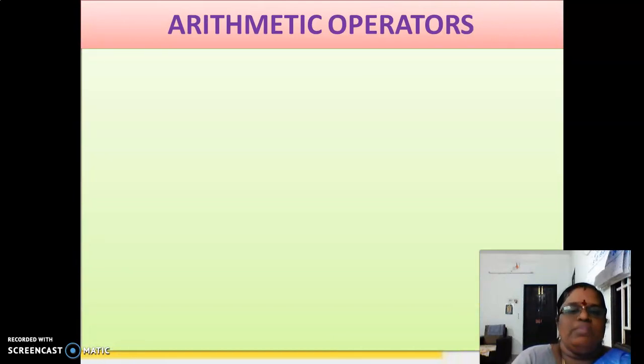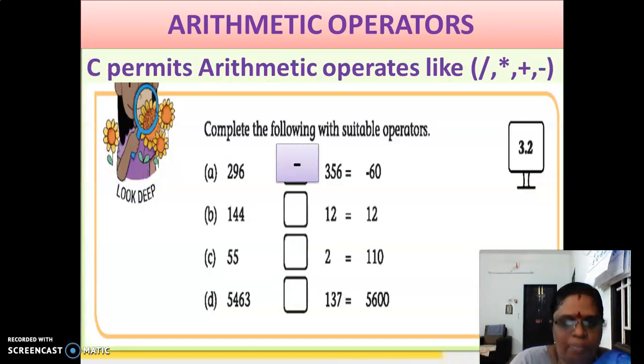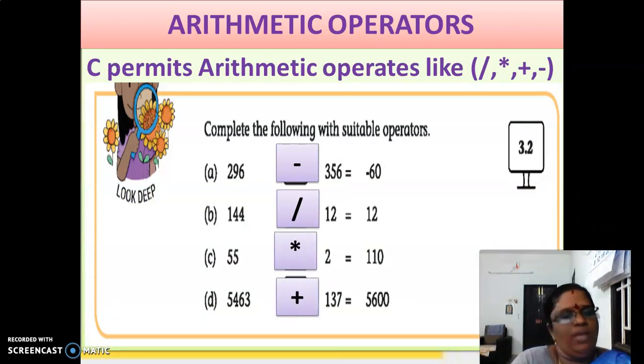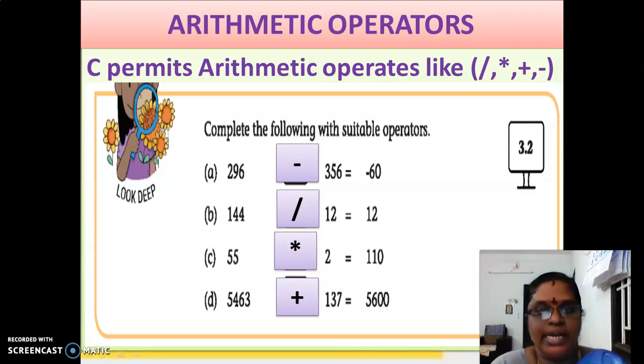The next one is arithmetic operators, 3.2. Complete the following. Here minus symbol, here division, and next one multiplication and addition. I hope you did this and all have given the right answers. I hope you all did this correctly, right? 3.2 activity, I know you did it right. We can move to the next activity.